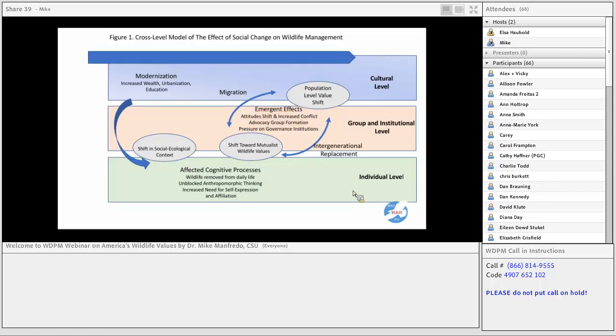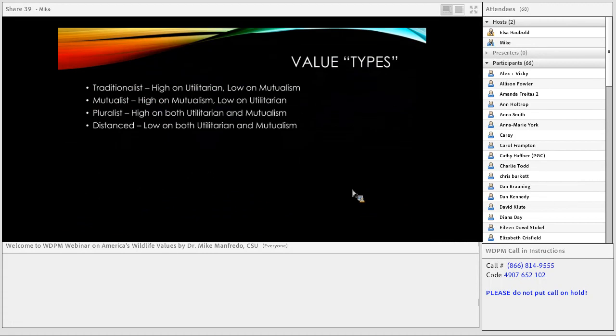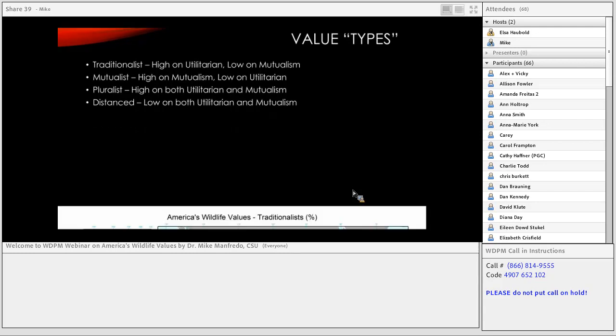So here we go. Let's start with me saying to you, I'm going to take those value dimensions and compress them a bit more so they're more meaningful. So I'm going to have four types of value people that I talk about. One is high on utilitarian values, low on mutualism. They're traditionalists. Mutualists are high on mutualism, low on utilitarian. Pluralists are high on both, and I'm not going to talk very much about them, but distanced are low on both. So those are the four types. I'm going to talk mostly about the first two.